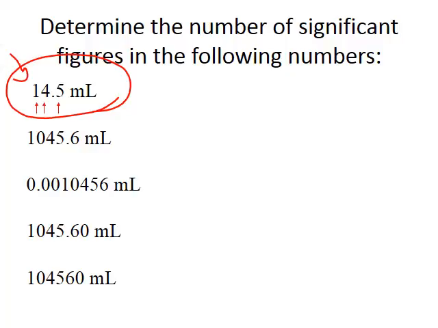Each digit occupies a separate place, so we count the number of places in that measurement. There's actually 3 different digits, 1, 4, and 5. All 3 of them are considered significant. So we say we have 3 significant figures.